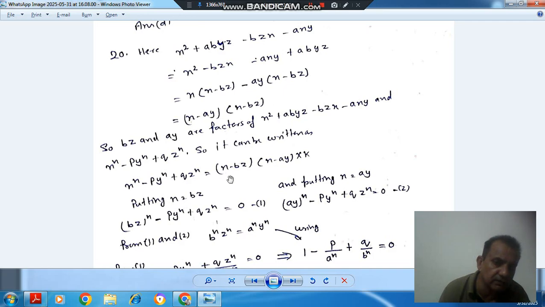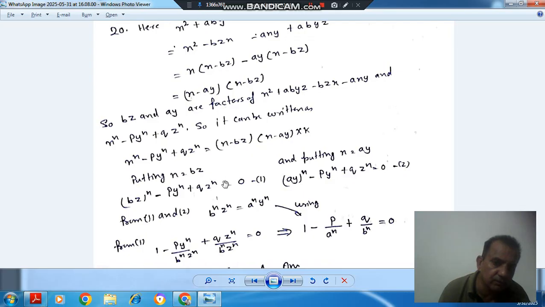If we put x equal to bz, then the right hand side will be 0, and this will be (bz)^n − p y^n + q z^n. And if we put x equal to ay, then it will be (ay)^n − p y^n + q z^n. Now if we compare these two equations, the last two terms are the same, so the first terms will also be the same.